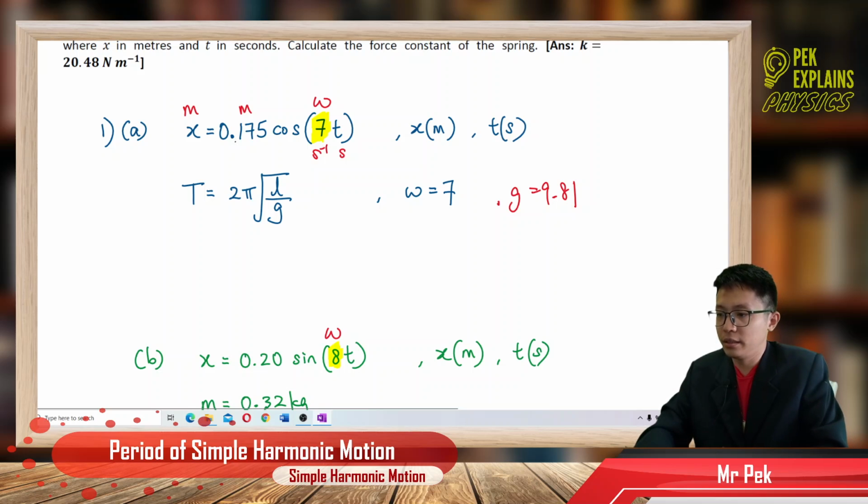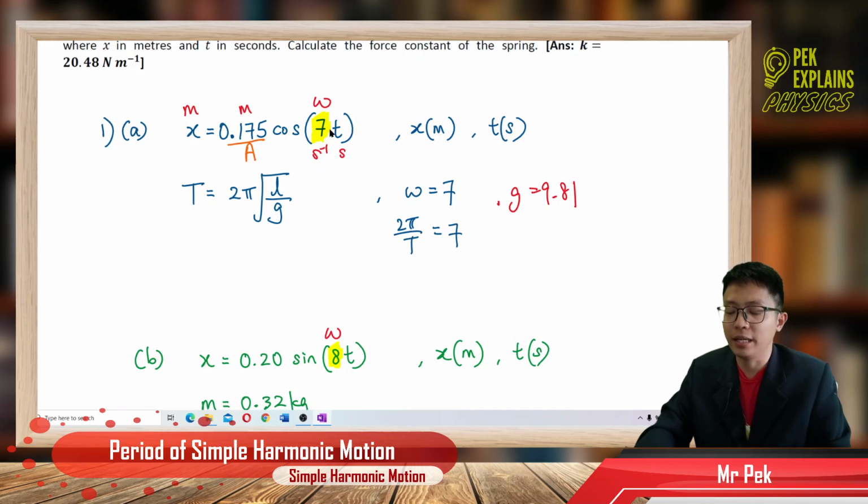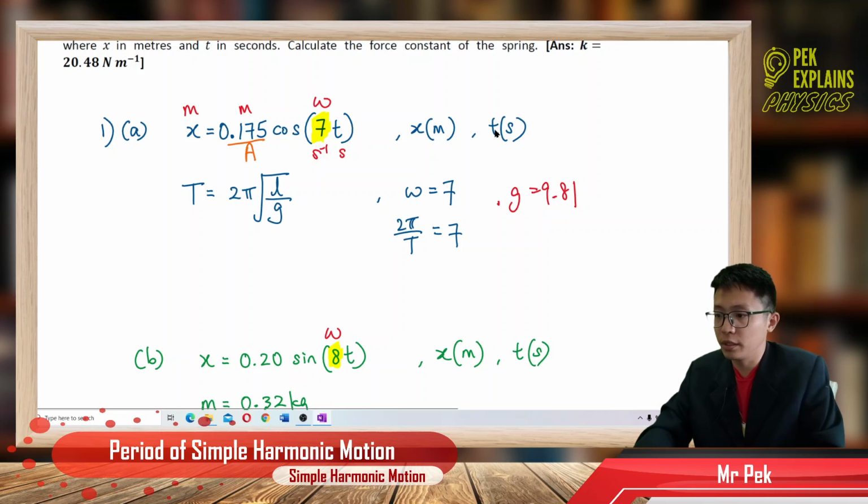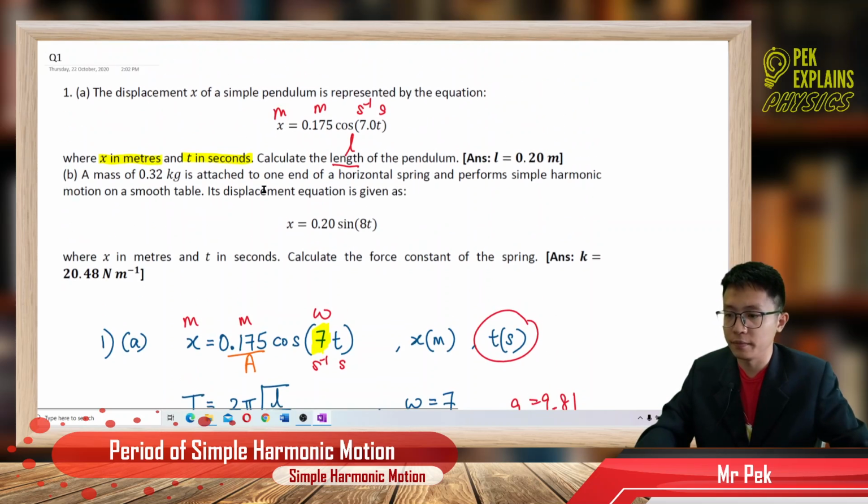In fact, this is the amplitude, and the amplitude has no use to me, but the omega does. From omega I can find the period, because omega is 2 pi over period. Is it in SI units? Yes, the time is in seconds, so my period will be in seconds also. That's why I need to check the unit. The unit is very important.